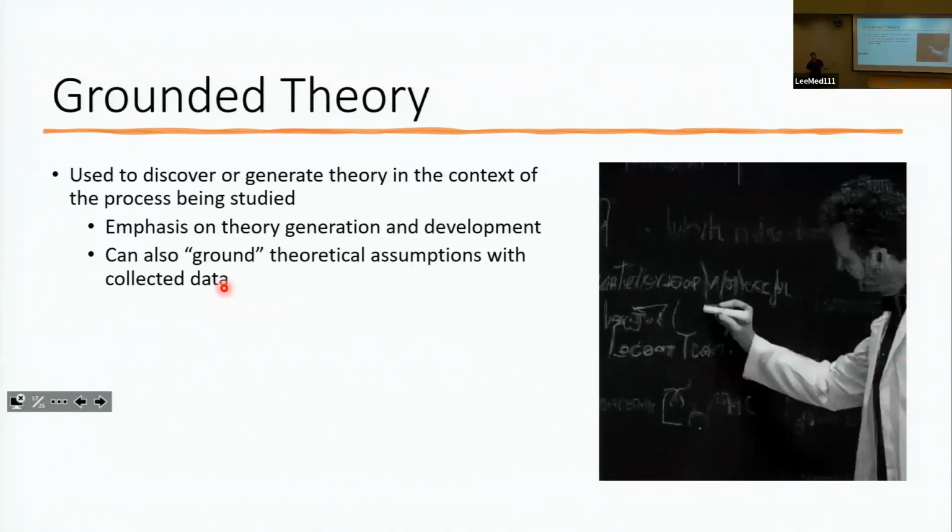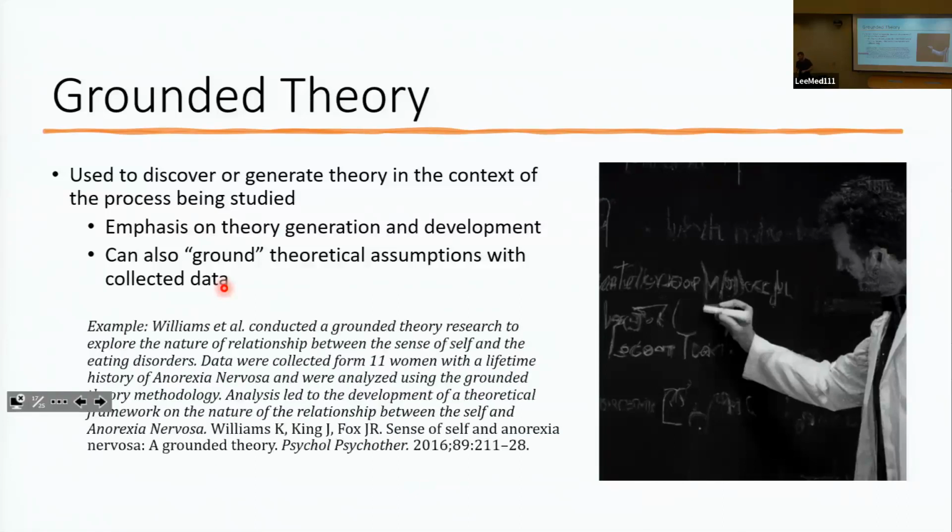And as you can probably tell from its name, there's 2 things here: grounded theory. So we have the theoretical side, and we also have the grounded side. And what we mean by that is that we can ground theoretical assumptions with collected data. So it's sort of like empirical quantitative data that's used to support a hypothesis, but in this case, it's qualitative data that's used to ground the hypothesis, and that may become clearer with an example.